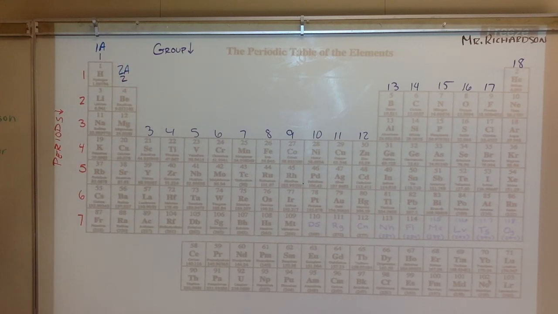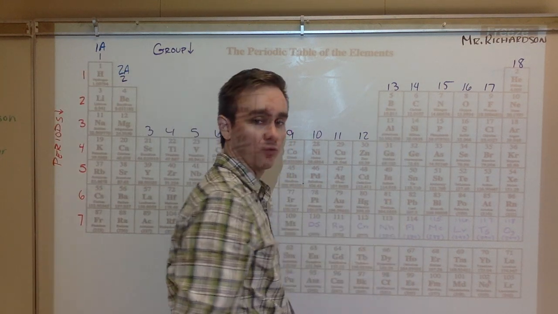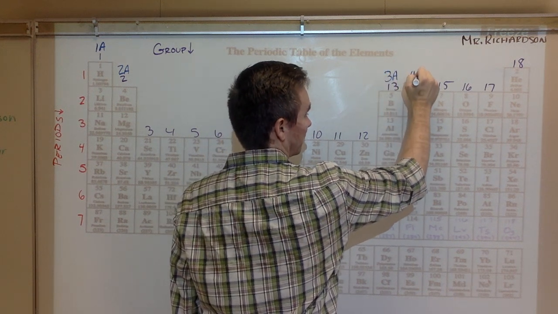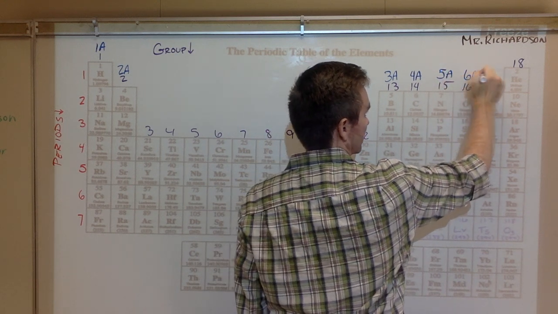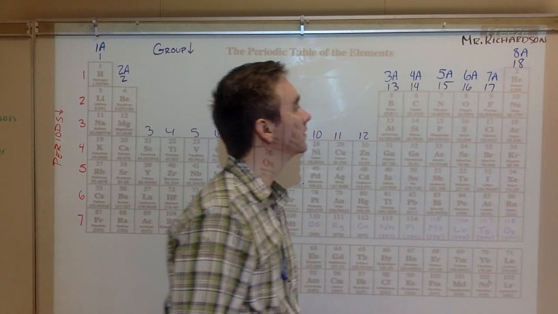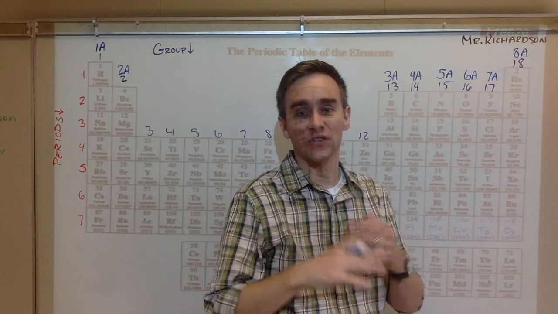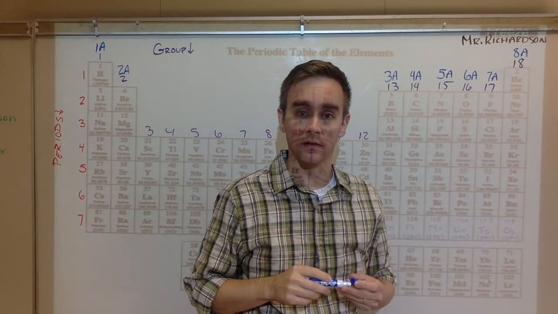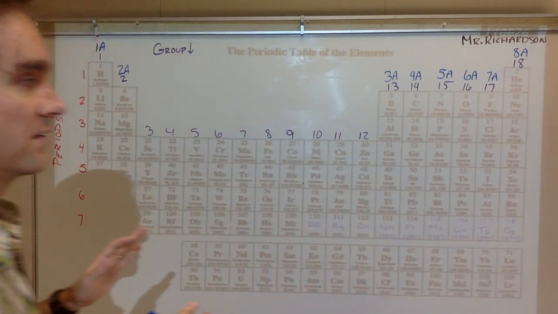2 is also known as 2A. Then we skip over the valley. 13 is the third group A element, so it's also known as 3A, 4A, 5A, 6A, 7A, 8A. Group 18 and group 8A are the same thing. Helium is group 8A. It is also a group 18 element. So those are our groups and our periods.